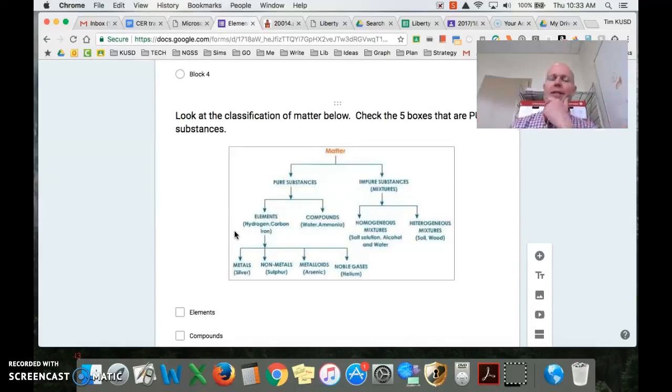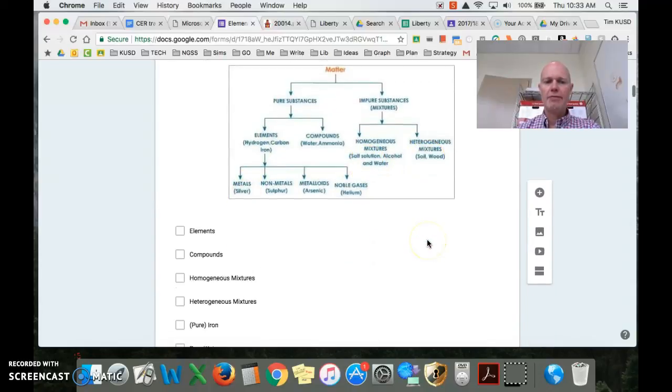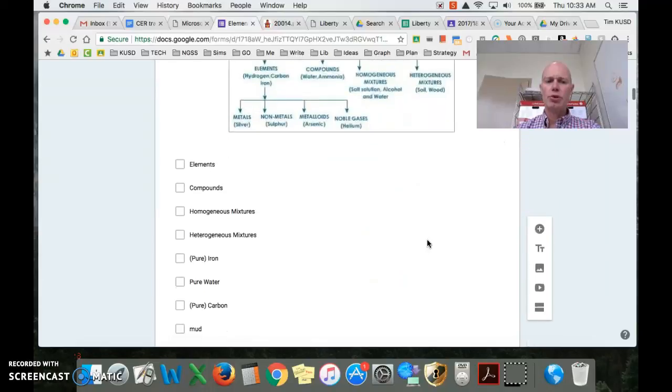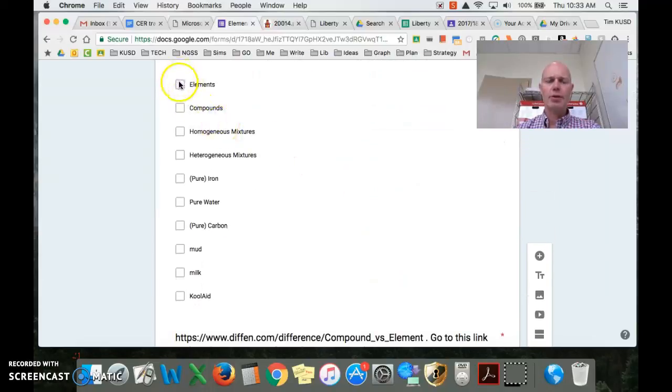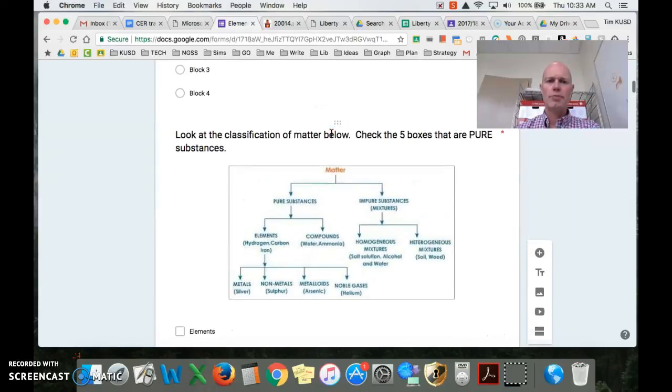Here's our classification of matter. We've been sort of going through this for a while now. We've got all matter at the top. All matter is either a pure substance or it's an impure substance, better known as a mixture. So the question asks you here, check the 5 boxes that are pure substances. So look through, look at the names of these things, even down here. Look at the examples that they give. There are 5 of these boxes you should check. Which of these 5 boxes are pure substances?